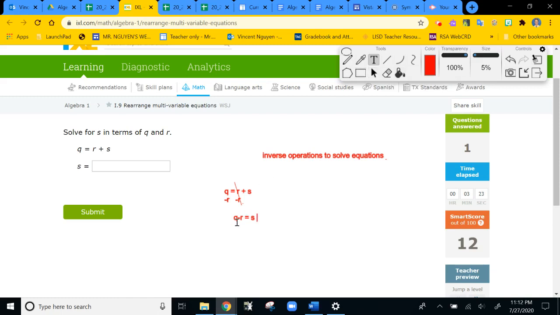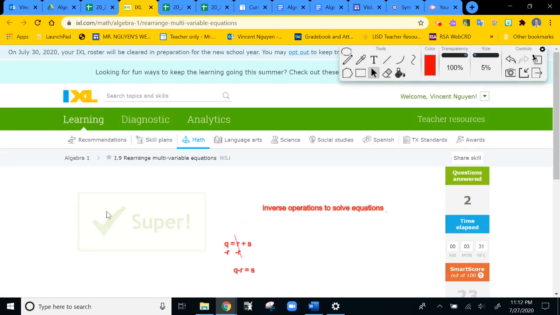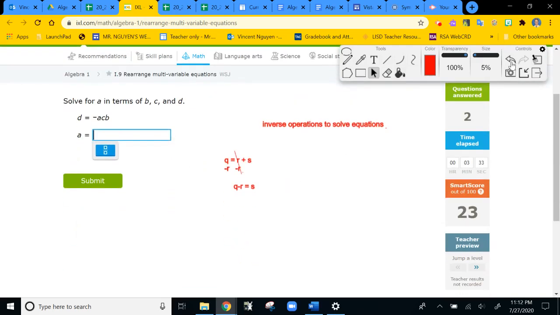So we're going to type in Q minus R. Q minus R, hit submit. Let me delete what I just typed in there. Oops, I want to keep the inverse operation. So there we go.